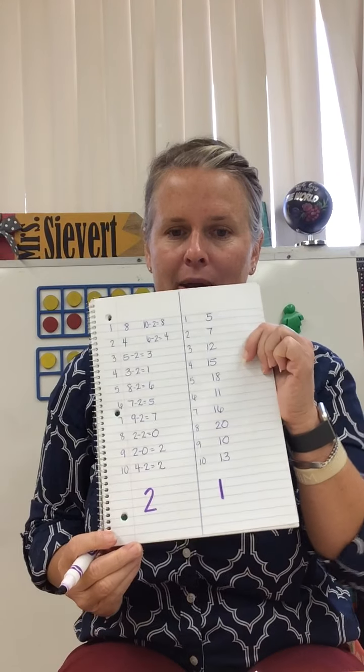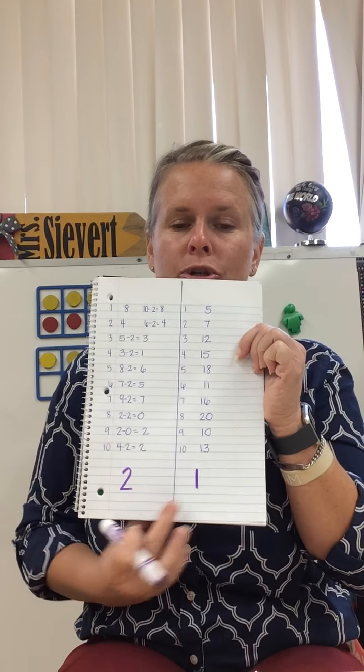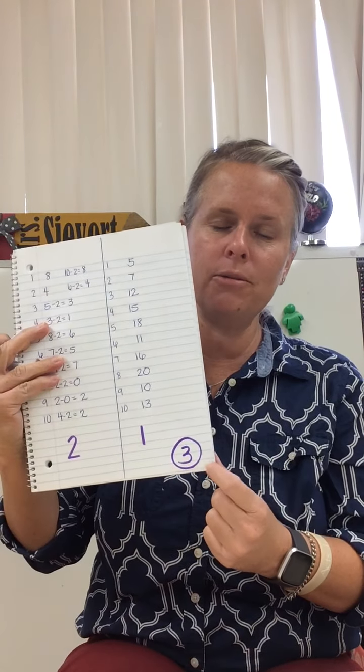On this one, I had 1 oops. So what would my math problem be? You're right. 2 plus 1 equals what? 3. So I have 3 oopses on this page.